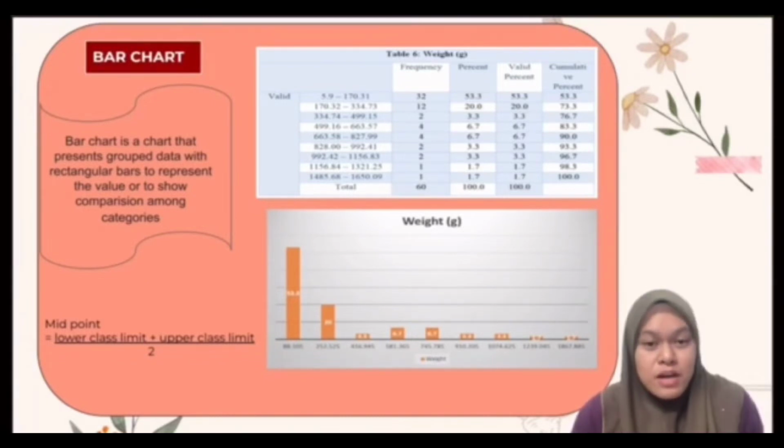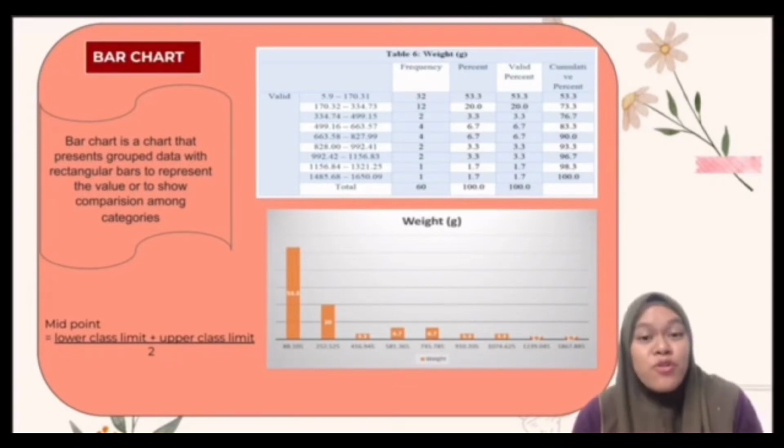From the table and graph, we can see that the highest percentage was 53.3% in the 5.9 until 170.31 class. Then it was followed by 170.32 until 334.73 with 20%. The lowest percentage for weight was in 1159.84 until 1321.25 and 1485.68 until 1650.09 class with 1.7%, with only one frequency.